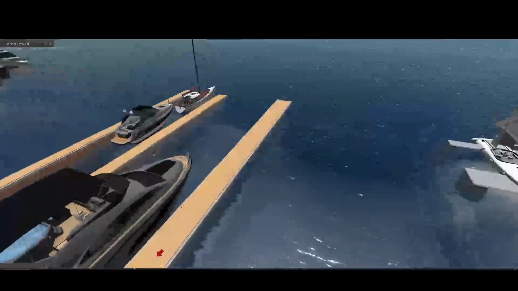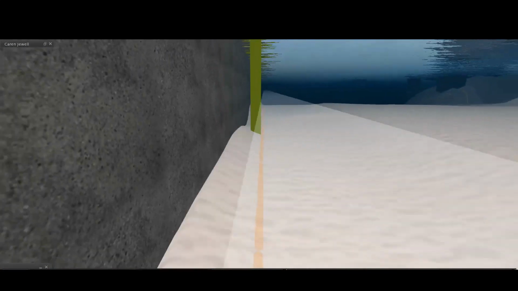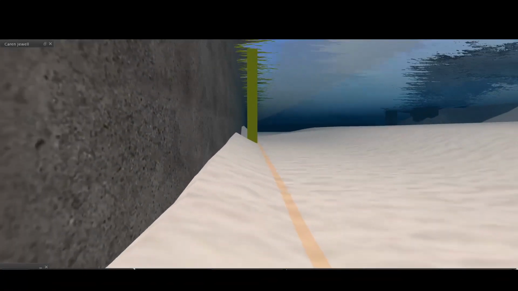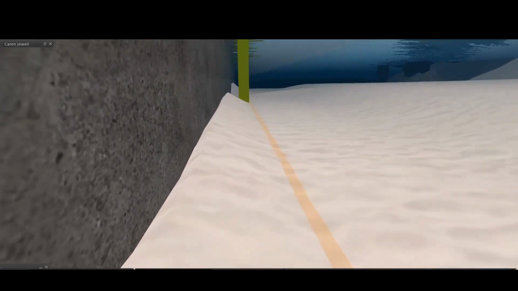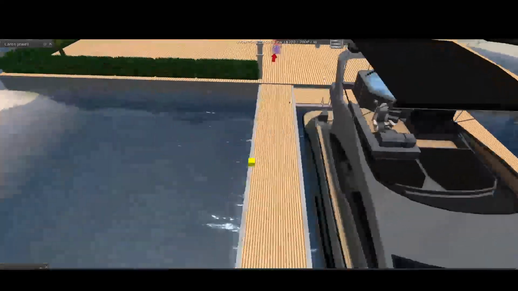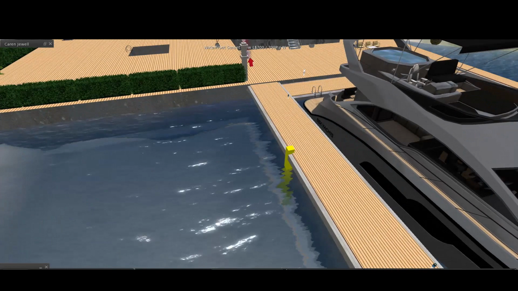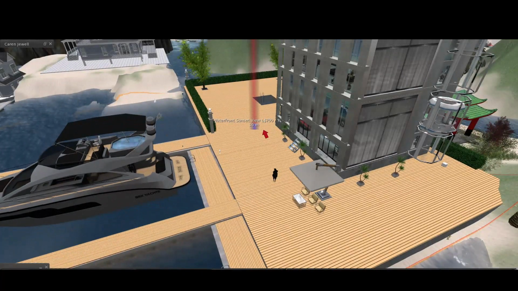It is not red, so it's not owned by someone else. It is not yellow, so it's not public works. It is not green, so you don't own it. It's orange. Now we're going to click in Firestorm. We're going to click World. We're going to click Parcel Details.